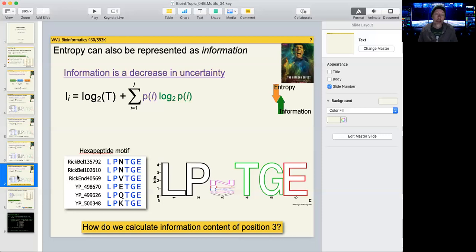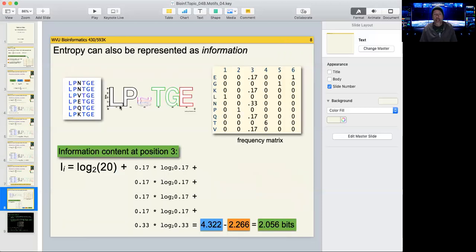Now the real question is, how do we calculate information content when there's variability? When we have some amount of information, but it's not the most information. Again, we use our frequency matrix. So in the easiest situation, there is only one residue. We take a frequency of 1 times the log base 2 of 1. That turns out to be 0. That's the only calculation we need to make.